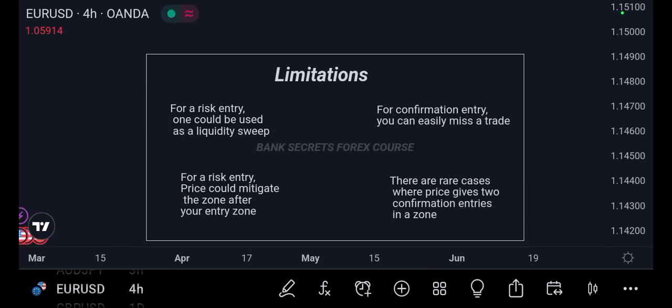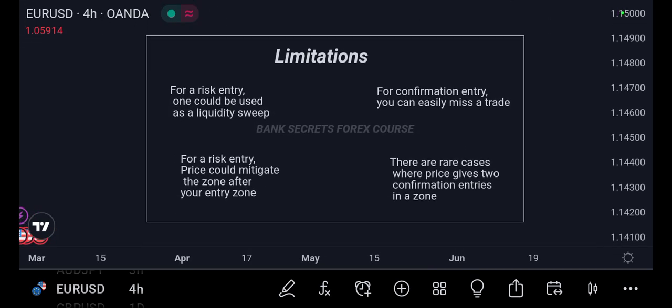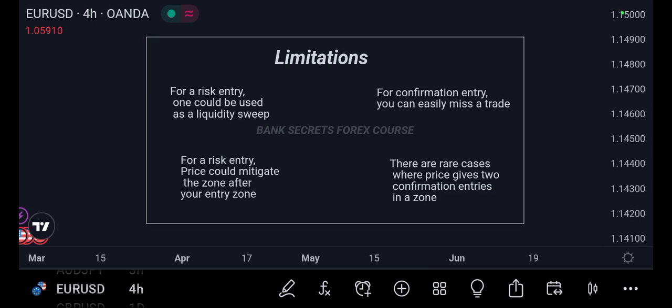Now, the thing about this risk and confirmation entry is that you have to do what works for you, because everything has its limitations. Same as what I said about refinement of order block. There are limitations to it too. Price can mitigate to a 4-hour zone and it won't mitigate to a 1-hour zone, or price can mitigate to a 1-hour zone and it won't mitigate to a 15-minute zone because you've already refined it very low. So you have limitations for risk entry.